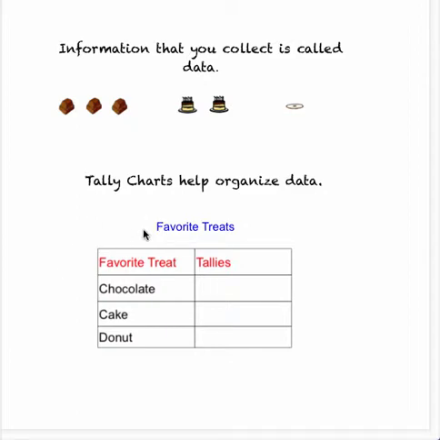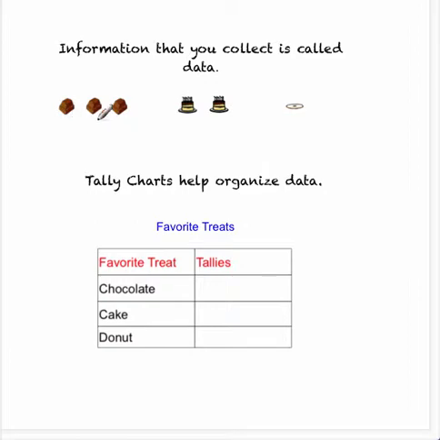I've titled it Favorite Treats, and I have 2 sections, one for my favorite treat and one for my tally marks. In each row, there are also labels of the information I'm showing. I have a label for chocolate, a label for cake, and a label for donut. What I'm going to do is draw in some tally marks for this information.